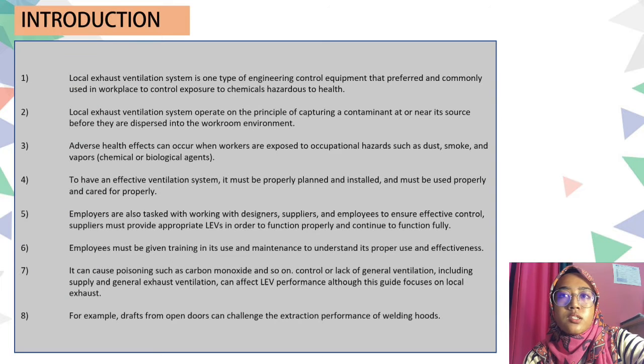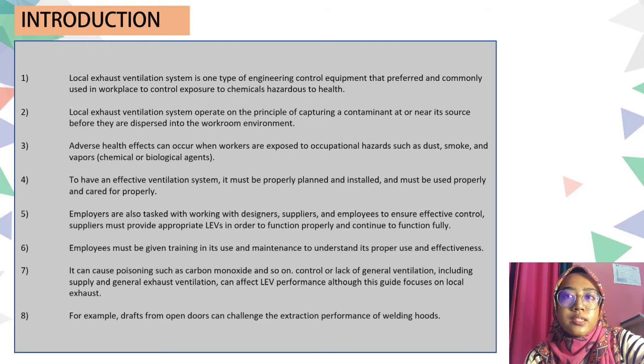Introduction: a local exhaust ventilation system is one type of engineering control equipment that is preferred and commonly used in the workplace to control exposure to chemical hazards to health. Local exhaust ventilation systems operate on the principle of capturing a contaminant at or near its source before it is dispersed into the workroom environment.